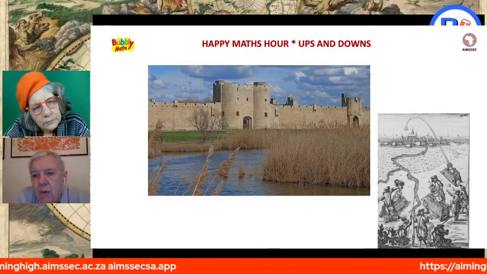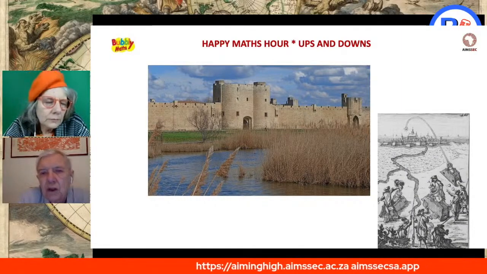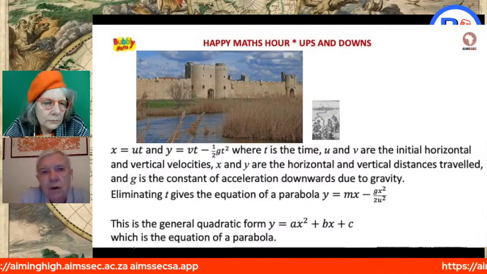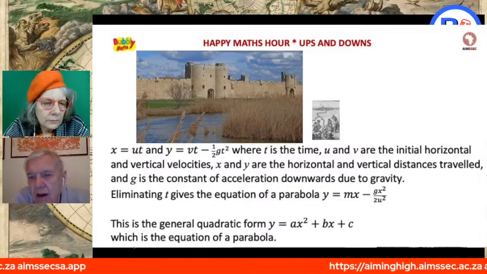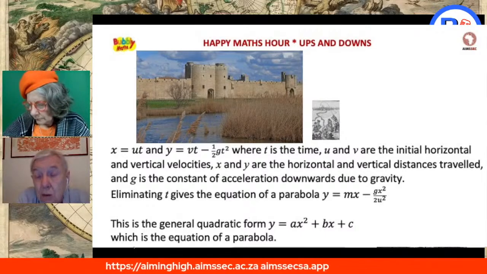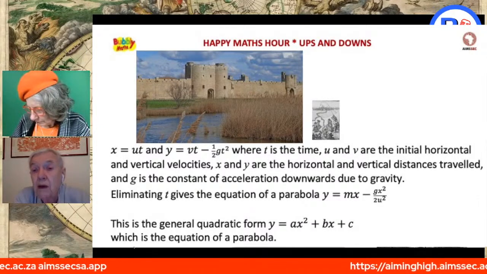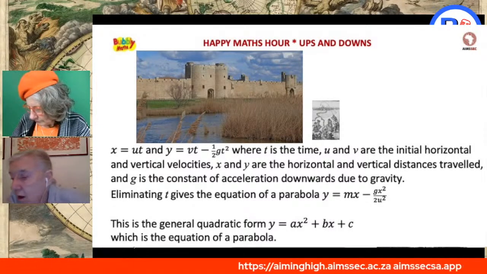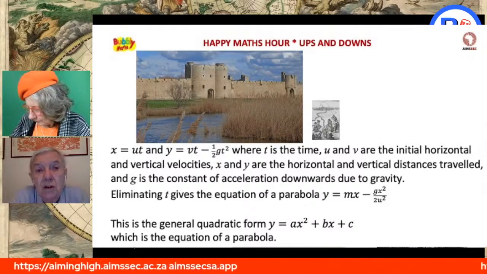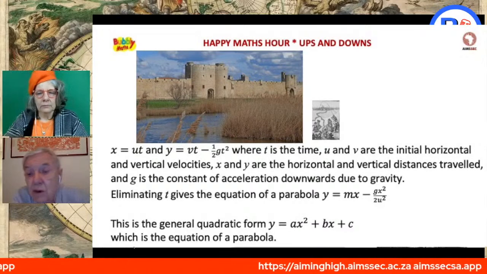Well, we have what we call equations in maths, and we have an equation which defines the parabola, and it's what we call a quadratic equation. That simply means that it's got powers of x, x squared, x, and just a constant number. So the path will be of the form y equals some constant times x squared plus another constant times x plus a constant, ax squared plus bx plus c.